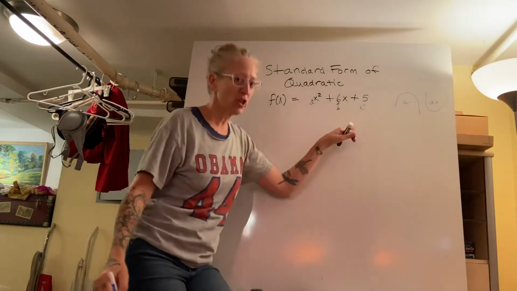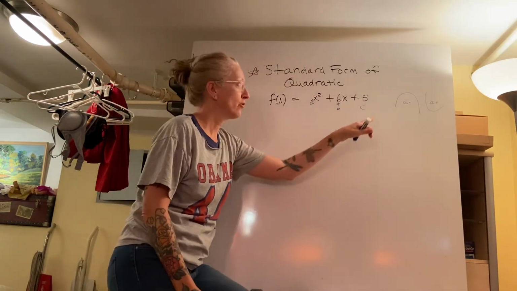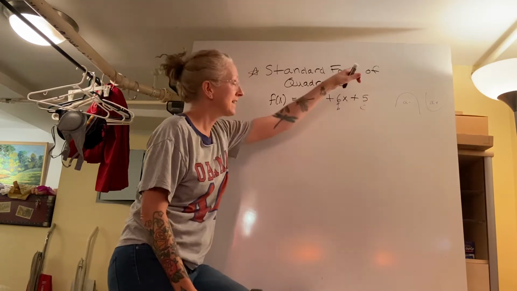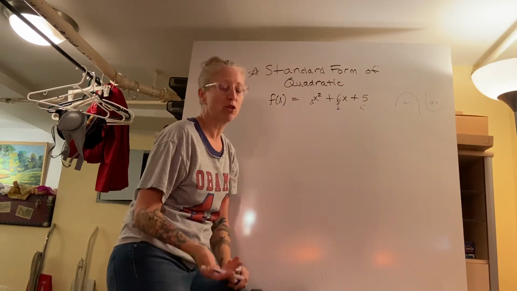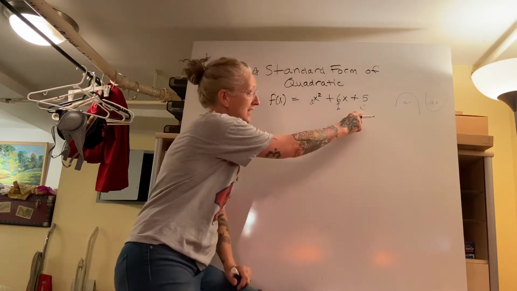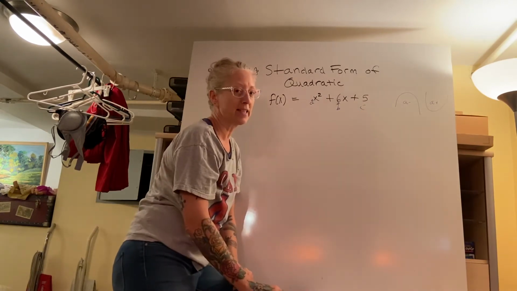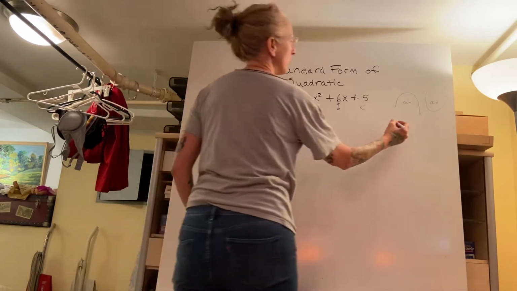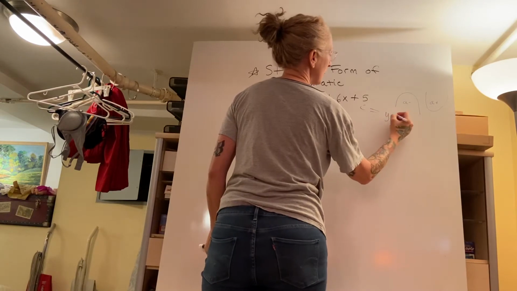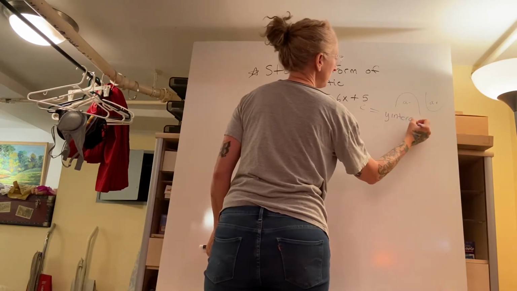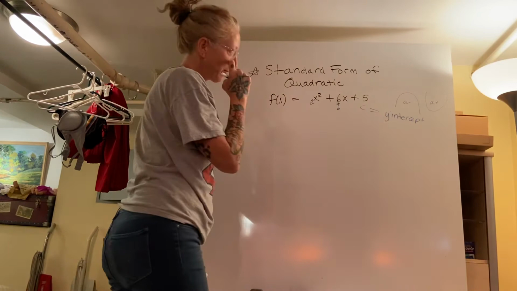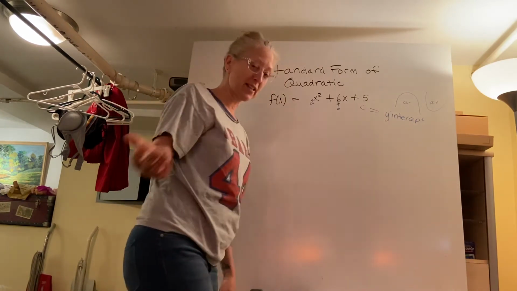The C term is your y-intercept. So just the C term in standard form tells you where the parabola crosses the y-axis, okay? So in this case, our parabola would cross the y-axis at positive 5. So C equals the y-intercept. That's just some background information. And we need B to figure out the axis of symmetry.